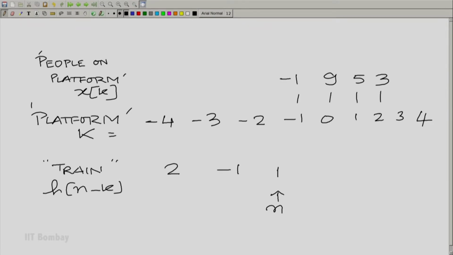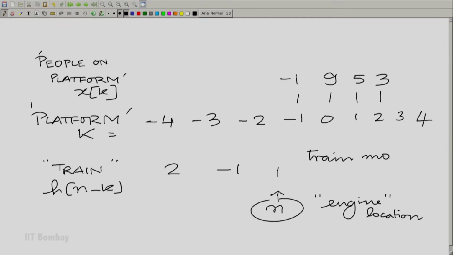Now, this train moves, that is the whole beauty. This is the location of the engine, and the train moves with n or as per n. So, now we can take specific locations. Now, you can look at this carefully and find out from which location we need to begin. We do not need to take all the infinite locations for n. Let us look at the situation.